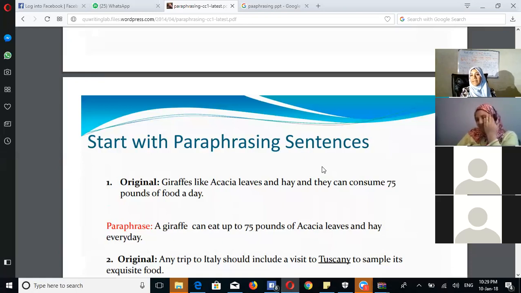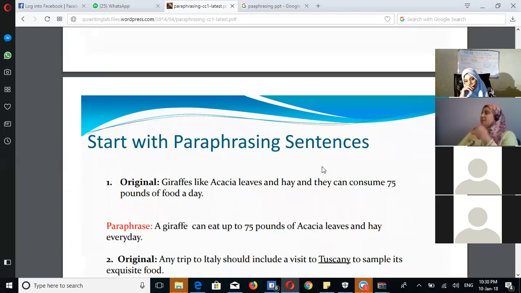Exquisite food. You guys know what's exquisite food in Tuscany. Exquisite food in Tuscany should be visited by any trip. You're going to visit the food? No, of course not. Yes. No, wait. Exquisite food in Tuscany should include... no, again it is a sample that. Can I say Tuscany's exquisite food is important while you are visiting? Let me make it easier for you.